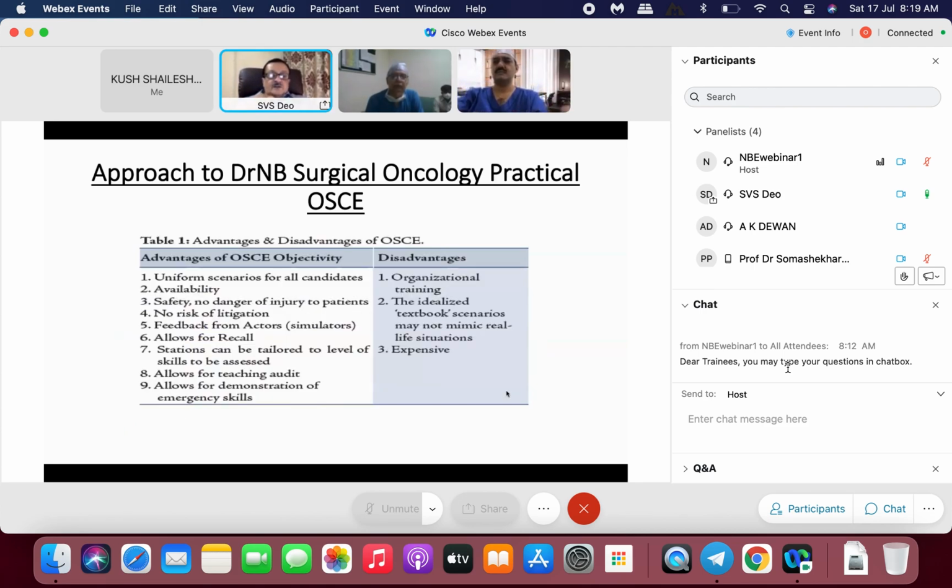So advantages of OSCE, there are uniform scenarios, easy availability, it is safe, no risk of litigation, feedback we can take, we keep modifying, it allows for recall, stations can be tailored according to the skills needs to be assessed, allows for teaching audit, allows for demonstration of emergency skills. Disadvantages, there are not many, but we need to prepare. Mentally, you need to prepare because you are not used to this kind of examination system.